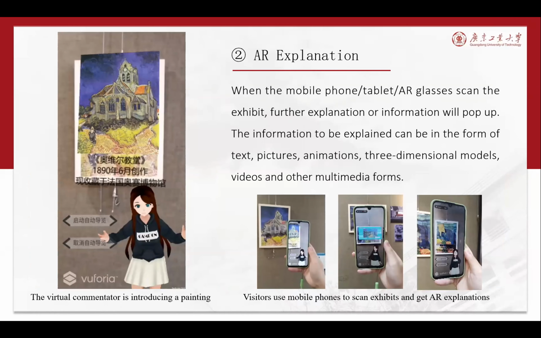Okay, my second research is about AR explanation. It works in this way. Visitors can use a mobile phone or tablet or AR glasses. When the mobile phone scans the exhibit, further explanation or information will pop up. The information can be in the form of text, pictures, animations, 3D models, videos, and other multimedia forms.